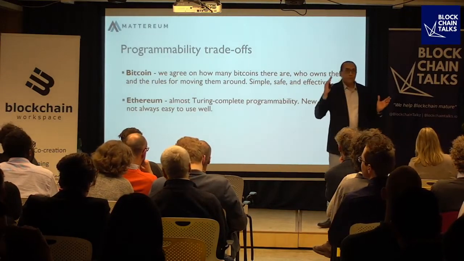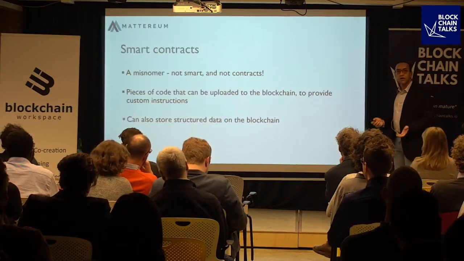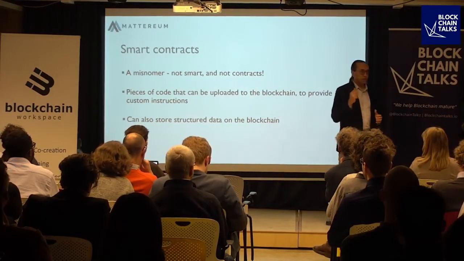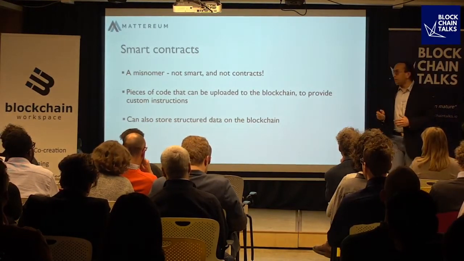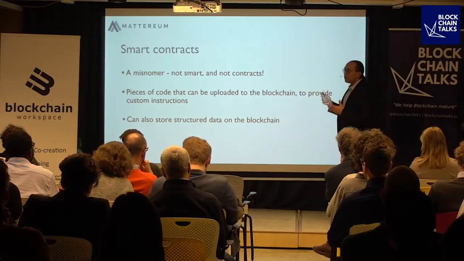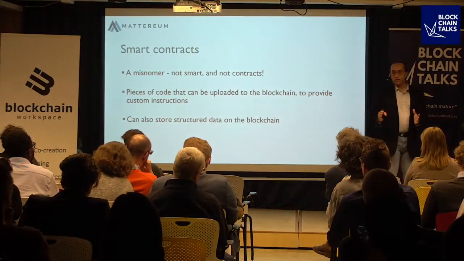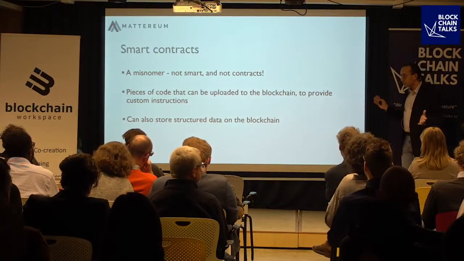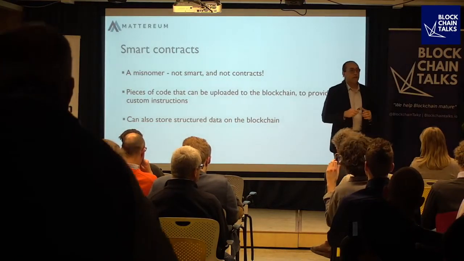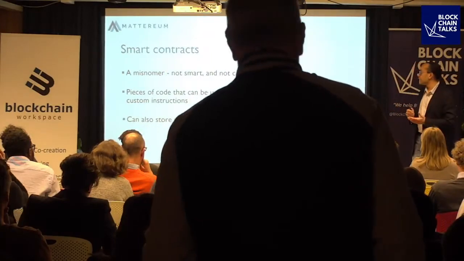So you can write programs that move money around. Now, we call these programs smart contracts, which is a terrible name, because they're neither smart nor are they contracts. But we're stuck with it. These tend to be usually relatively small bits of code that you store on the blockchain itself that can do all sorts of things. They can store data on the blockchain, they can move tokens around, like I said, more or less anything.